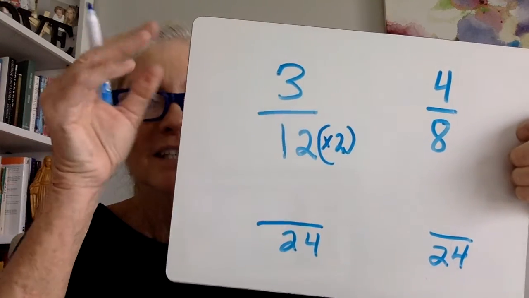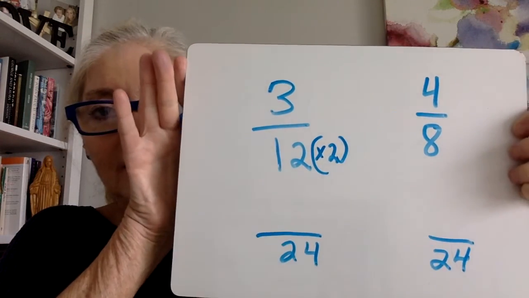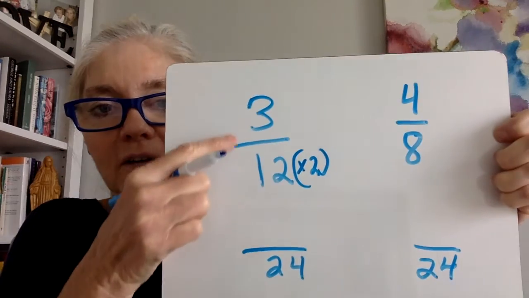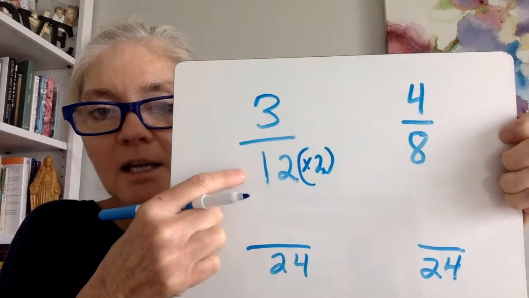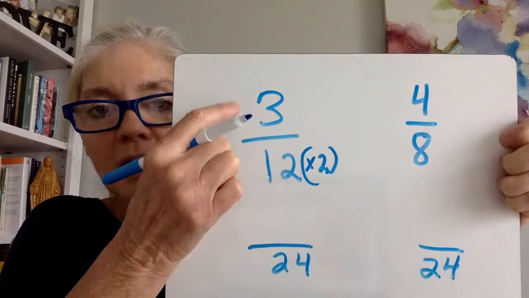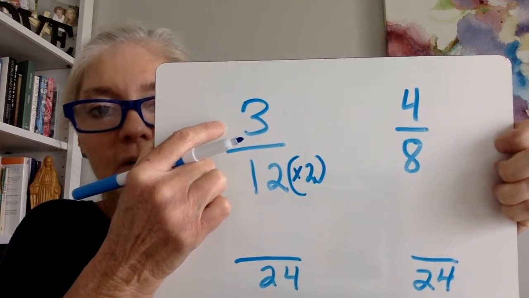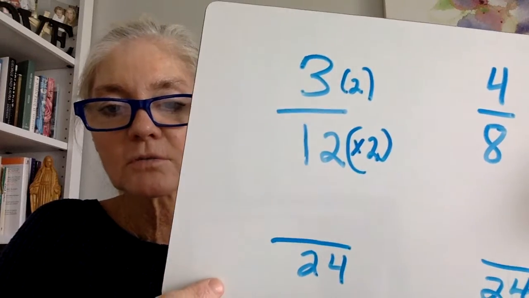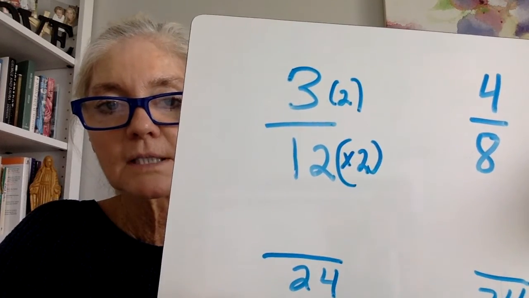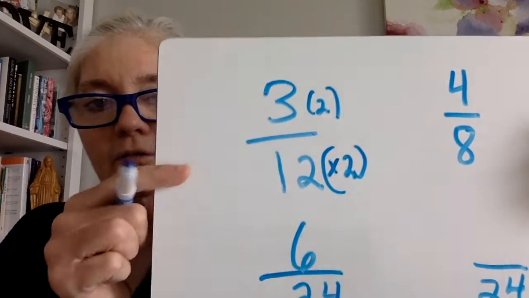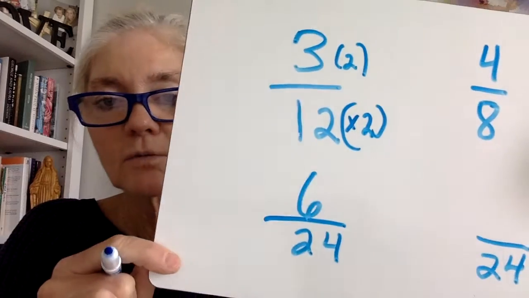Think of if your mom gives your brother 5 cookies and you say, wait, I want 5 cookies too. We have to be fair. Numerator, denominator do the same thing. Because I times the denominator by 2, I have to times the numerator by 2 as well. 12 times 2 is 24. What's 3 times 2? 6.